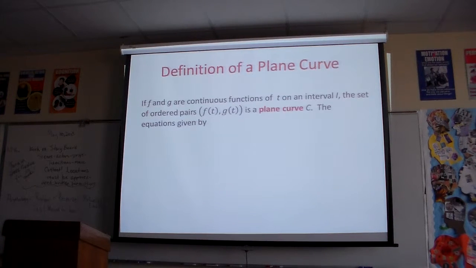So, let's look at it. Basically, f and g are continuous functions of time over an interval, giving ordered pairs, meaning you take in a sense f of x, g of x, except we're going to be talking about t, time. That gives a plane curve C. So here's what we know: x is equal to f of t and y is equal to g of t. And that makes the parametric equation.